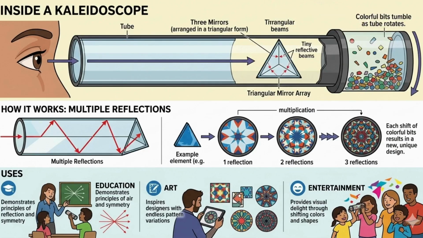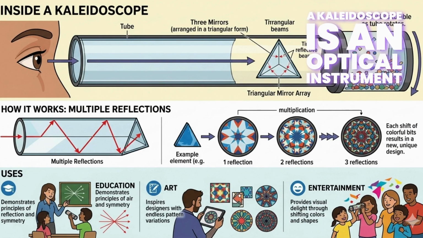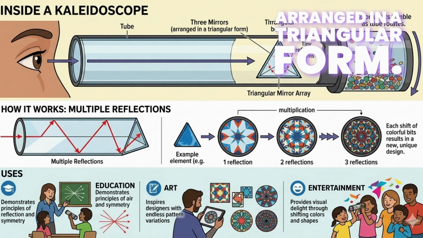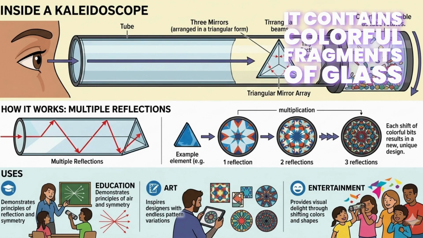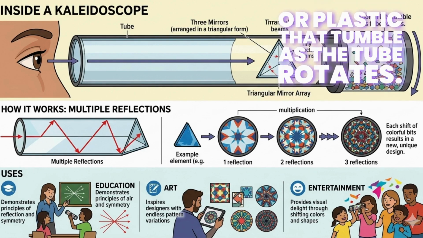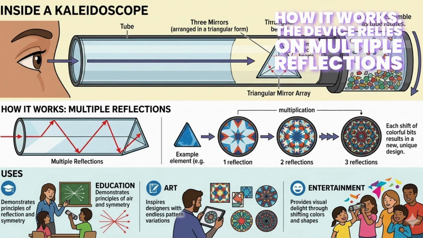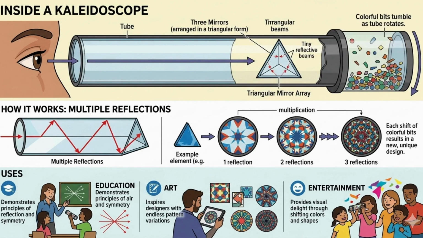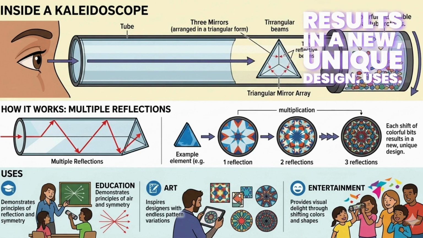Kaleidoscope. A kaleidoscope is an optical instrument consisting of a tube with three mirrors arranged in a triangular form. It contains colorful fragments of glass or plastic that tumble as the tube rotates. How it works. The device relies on multiple reflections to create intricate, symmetrical patterns. Each shift of the colorful bits results in a new, unique design.